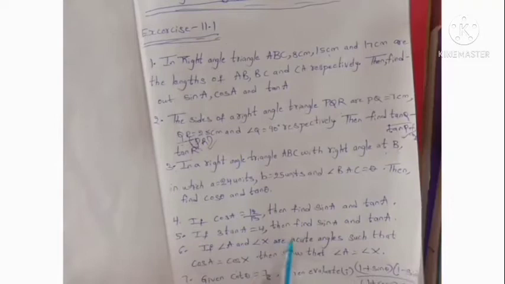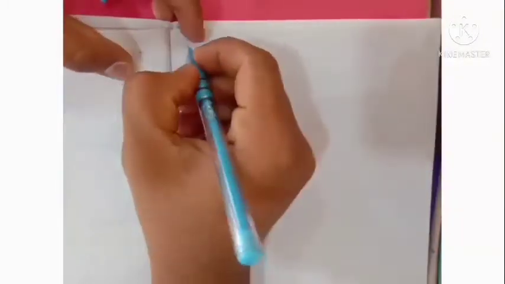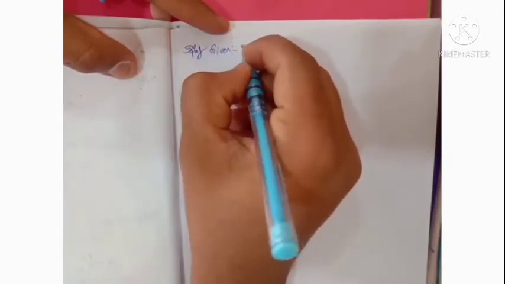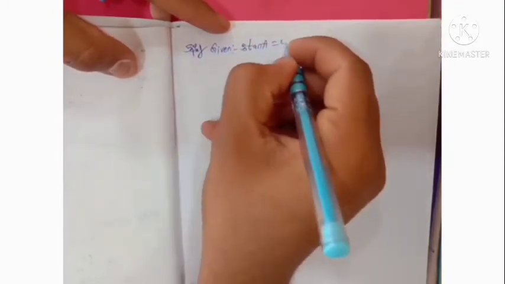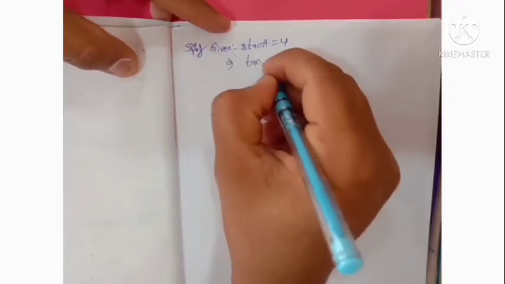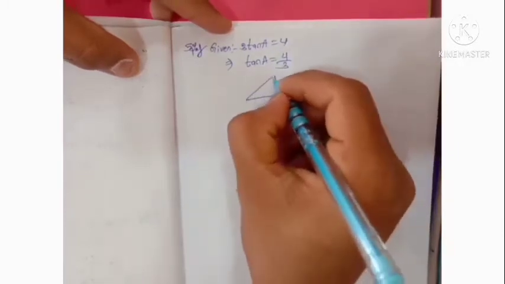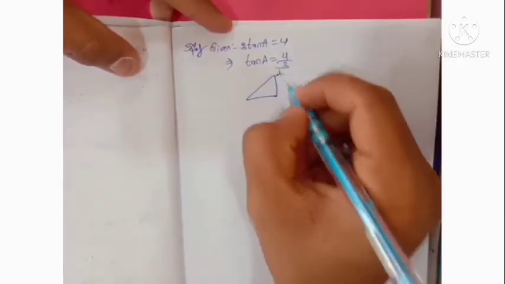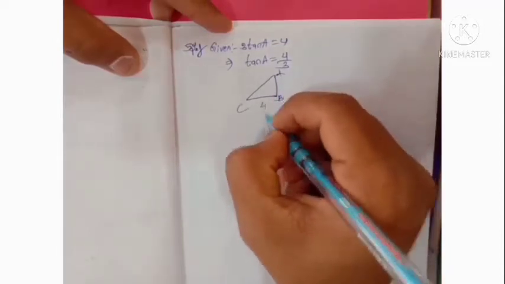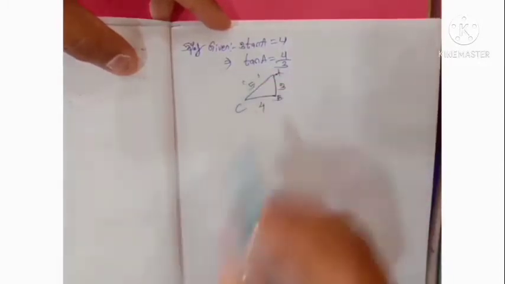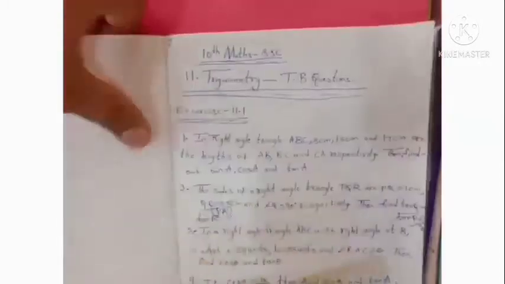If 3 tan A is equal to 4, then find sin A and cos A. Given 3 tan A is equal to 4. Fifth solution. Given 3 tan A is equal to 4. Here tan A becomes 4 by 3. Just draw a rough diagram according to tan A. Here let's say ABC. Tan means opposite by adjacent. Here 4, 3, here means 5, Pythagorean triplets.